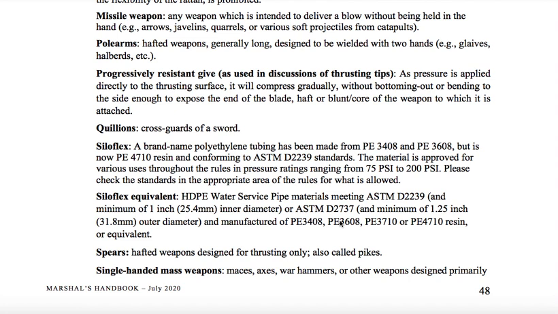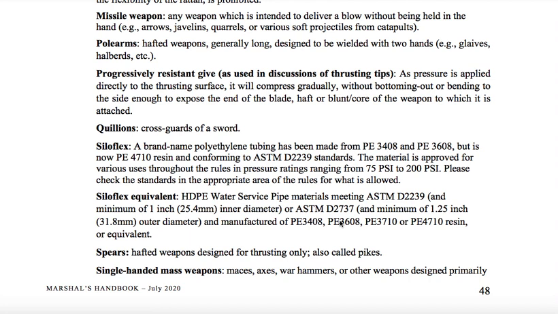Siloflex. A brand name polyethylene tubing, formerly made from PE 3408 and PE 3608, but now PE 4710 resin, and conforming to ASTM D2239 standards. The material is approved for various uses throughout the rules in pressure ratings ranging from 75 psi to 200 psi. Please check the standards in the appropriate area of the rules for what is allowed.